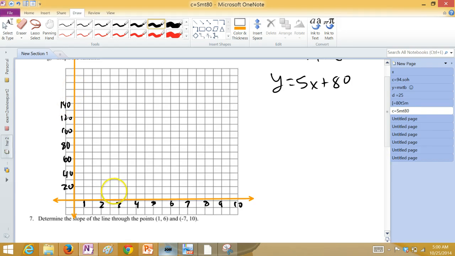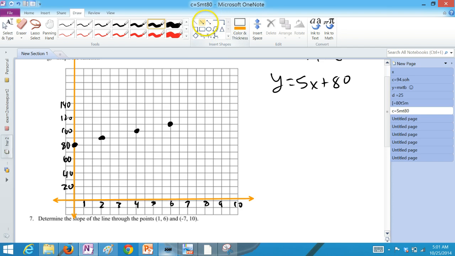So when x is 1, we're at 85. Oh wait, when x is 0, we're at 80. That's a point. When x was 2, we were at 90. And so on. 3. I'm going to skip to 4. When x is 0. Oh wait, 2 is over here. I'm sorry. I plotted this wrong. Okay, there we go. Now when x is 4, that's where we're up to 100. 6, we go up by 10 more, 110. And that should be enough.